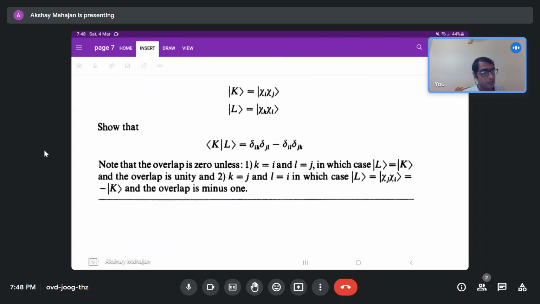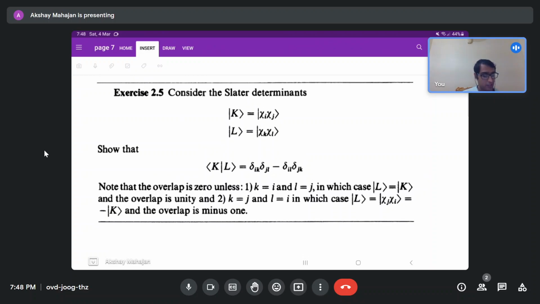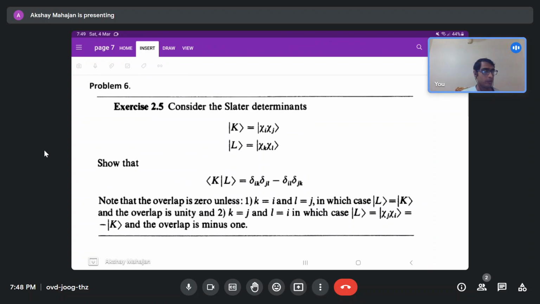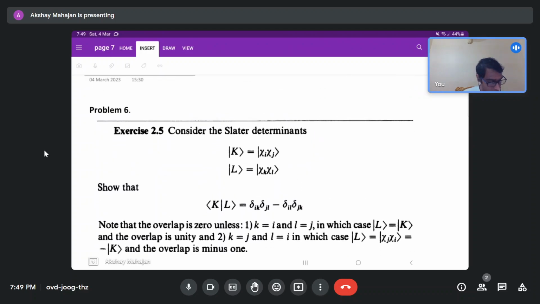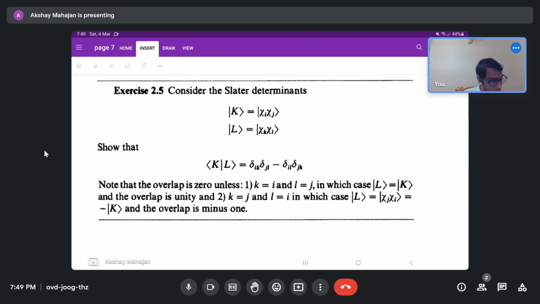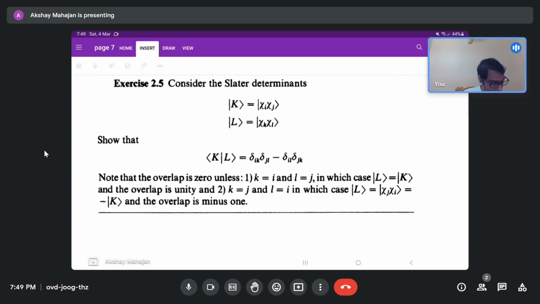This is just related to the orthonormality condition of the Slater determinant. So that question is similar to orthonormality, but with different wording. Because of time constraint, I am skipping that question. Now, okay, so let us do this one.